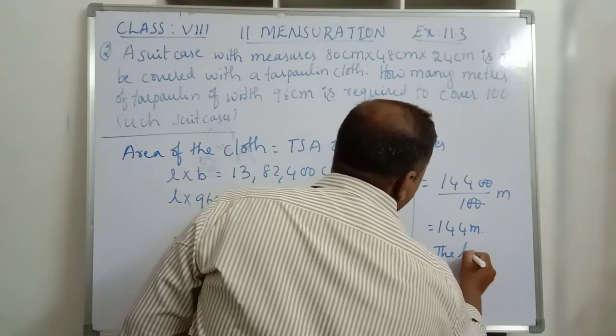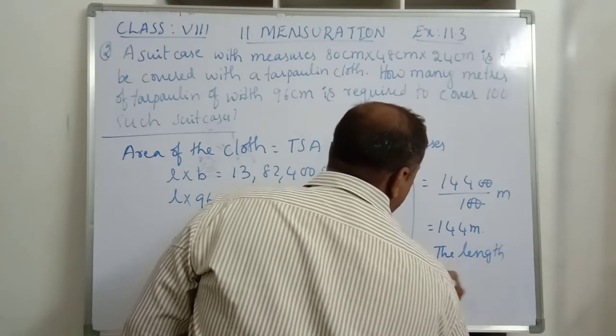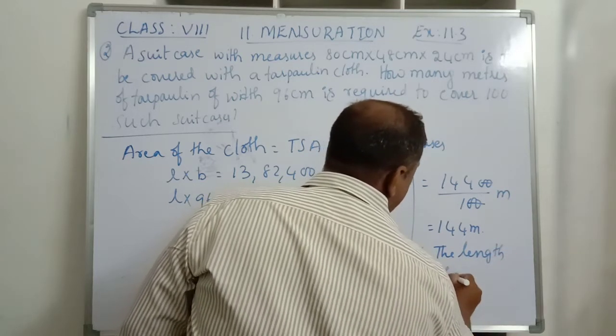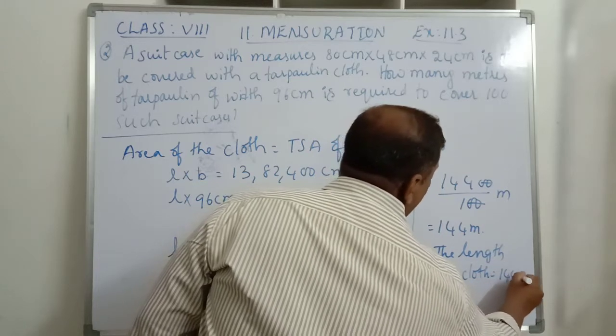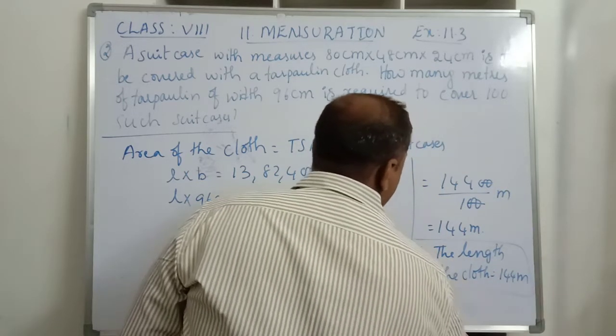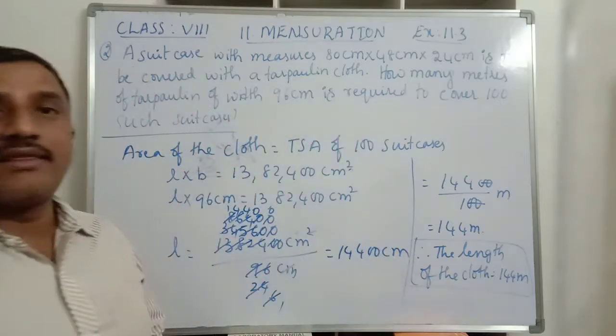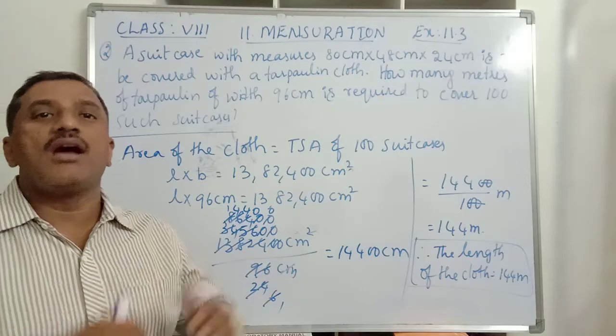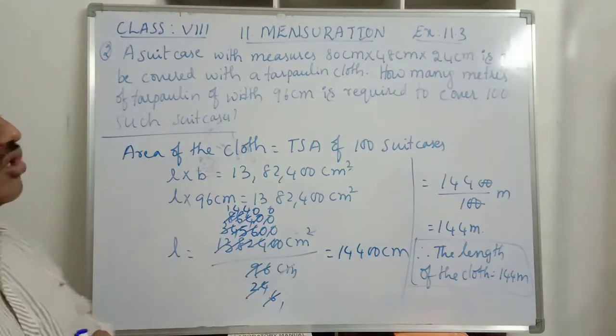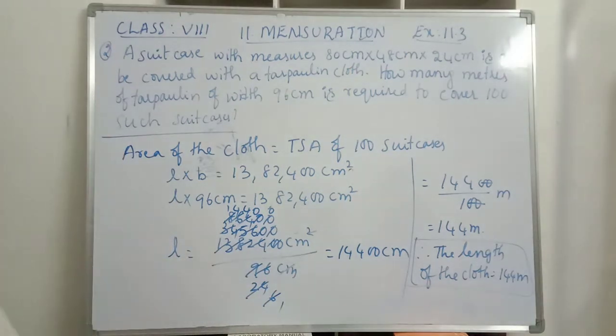Therefore, the length of the cloth is 144 meters. So like this, we will find out the length of the cloth by using the concept of total surface area of the cuboid. Is it clear, children? Yes.